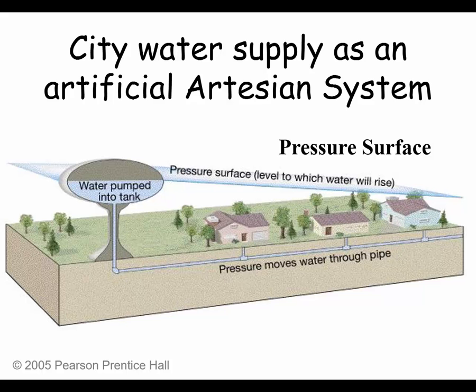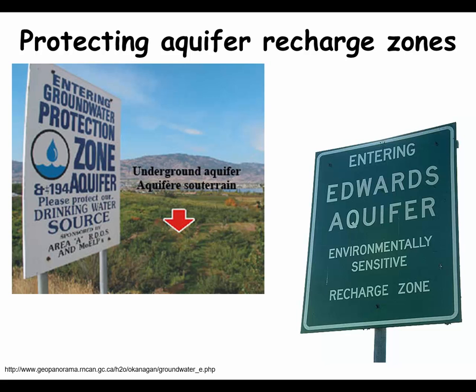Now, that pressure surface I was talking about, it's pretty easy to visualize if you can just visualize the fact that the water in your house is under pressure. And so when you open the spigot, it sprays up. And the reason it's under pressure is because it's being stored, for the most part, in a tank.